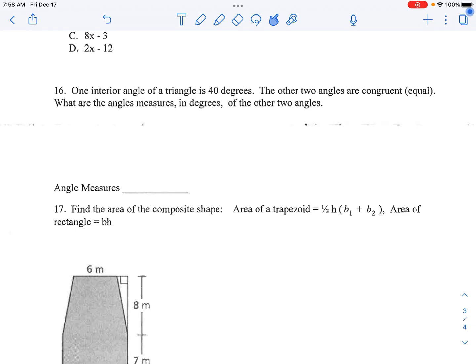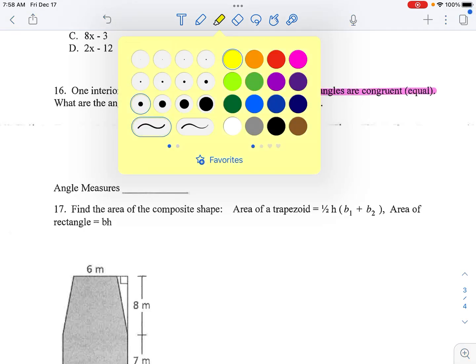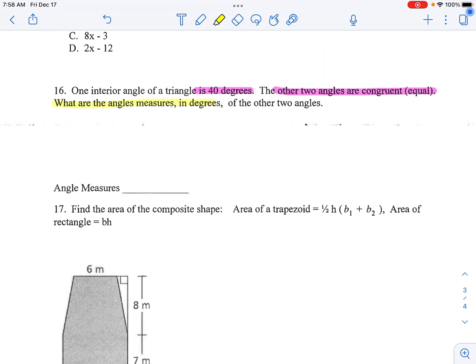One interior angle of a triangle is 40 degrees. The other two angles are congruent or equal. What are the angle measures in degrees of the other two angles?